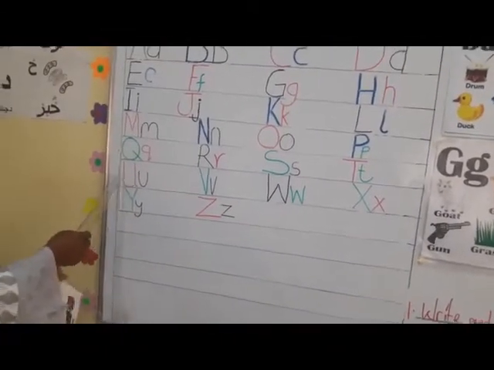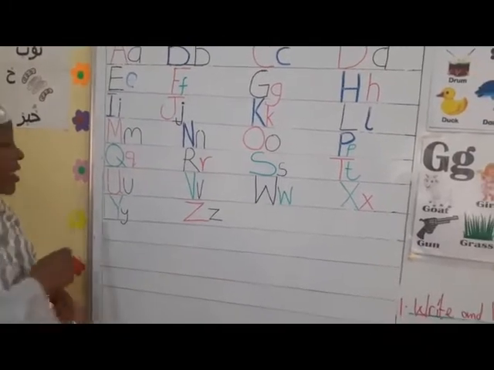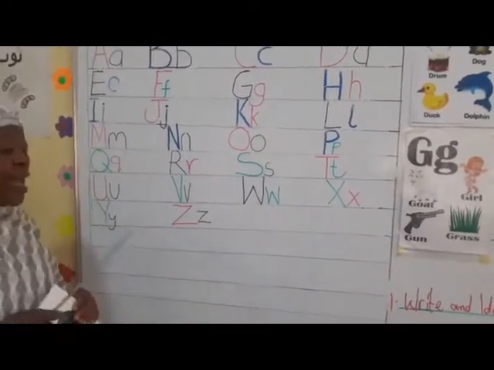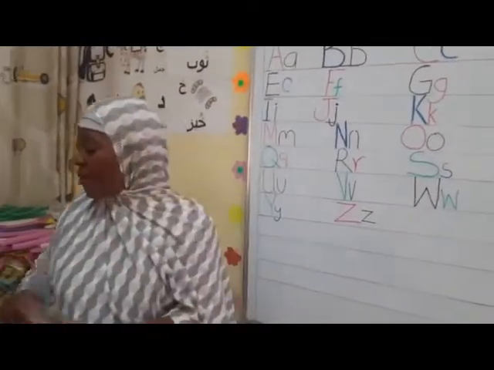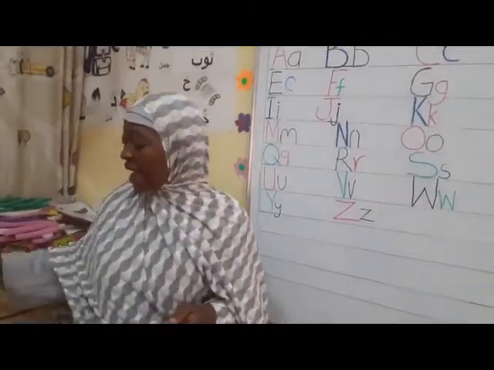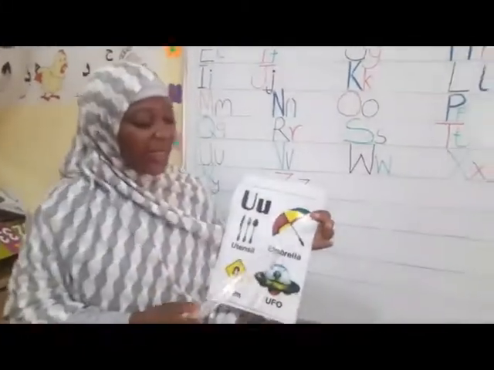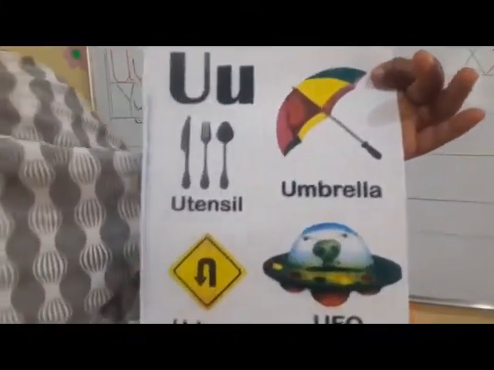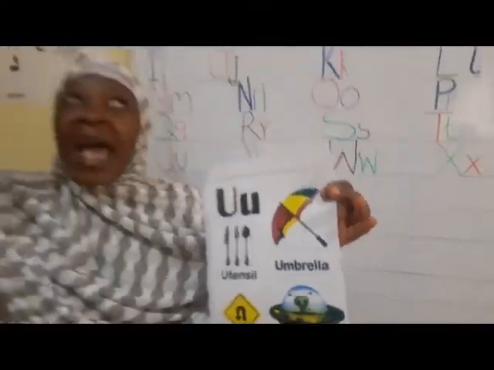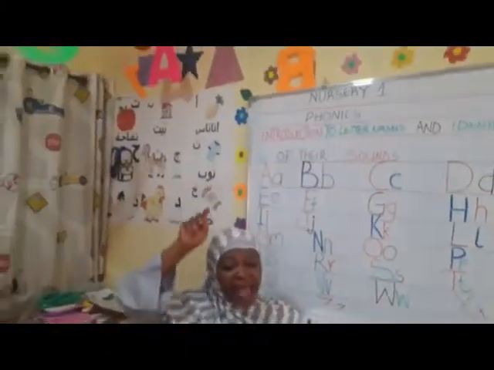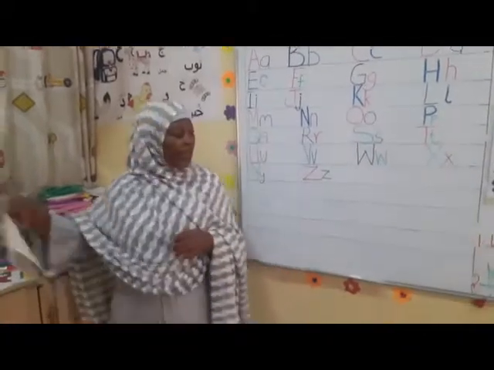The next letter is letter U. Letter U. And it sounds "uh". As in umbrella. As in under. As in up. Good. Good job.